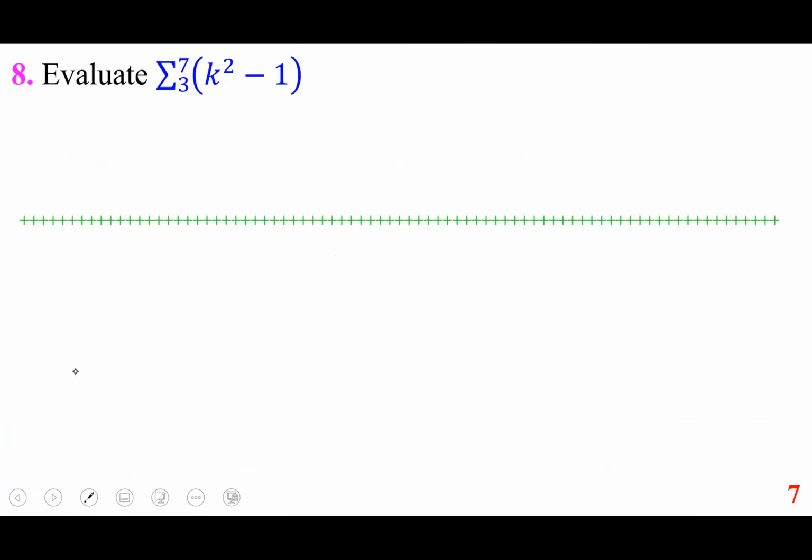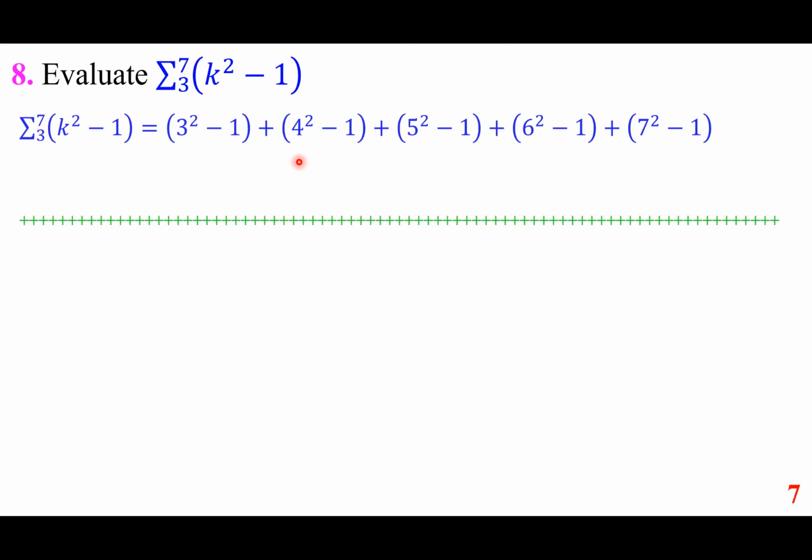We want to evaluate this expression, the summation of k squared minus 1 going from 3 to 7, meaning plug in k equals 3, calculate it, plus plug in k equals 4, calculate it, 5, 6, all the way to the upper limit, which is 7. So let's plug in 3, 4, 5, 6, 7.